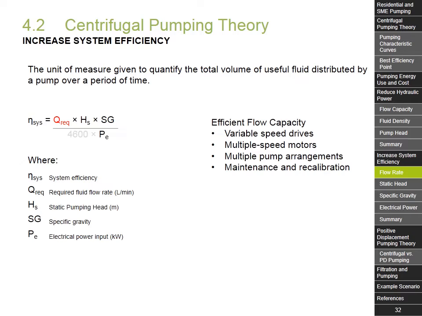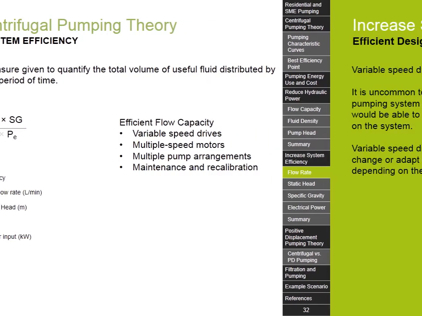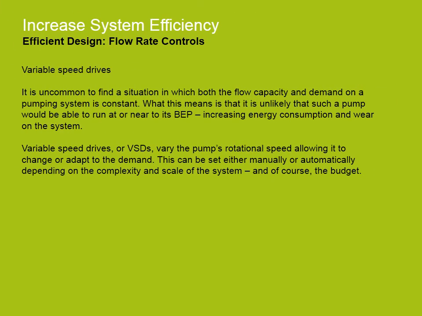In addition to the previous initiatives, variations in demand can also be addressed through the use of variable speed drives, multiple speed motors, multiple pump arrangement, which will be covered later, and maintenance and recalibration. It is uncommon to find a situation in which both flow capacity and demand on a pumping system is constant. What this means is that it is unlikely that such a pump would be able to run at or near its BEP, increasing energy consumption and wear on the system.